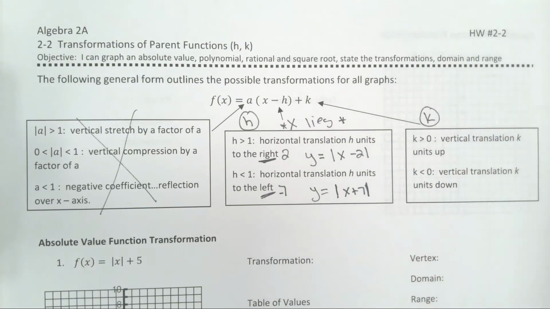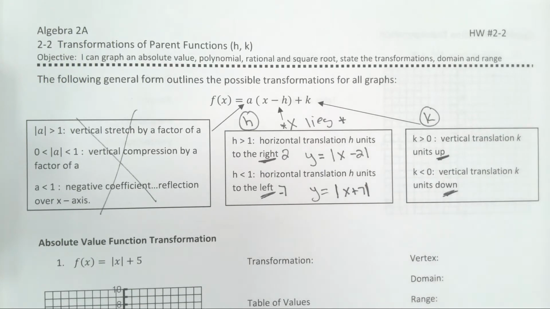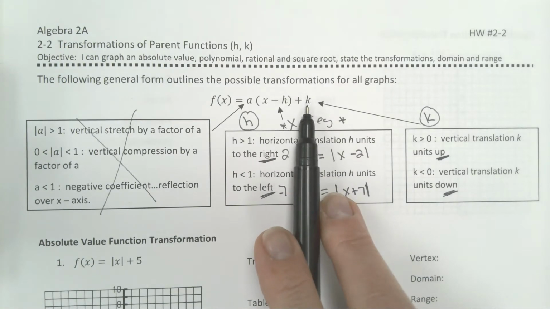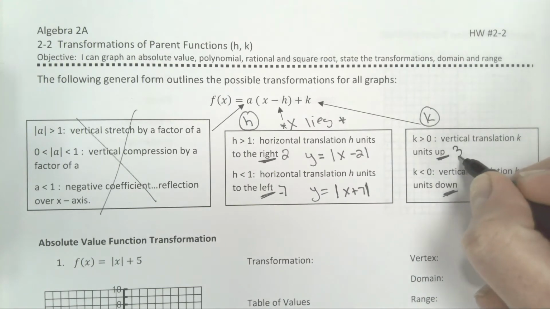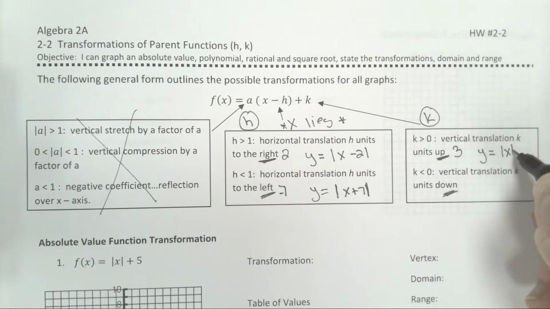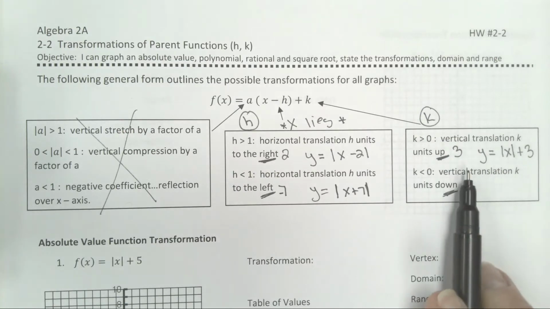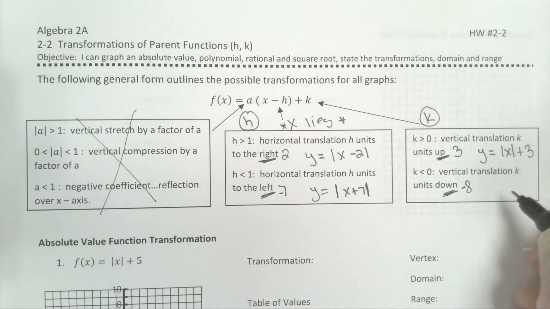K is associated with moving up or down. And it's just a plus or minus number at the end of the equation. So if we wanted to go up 3 units, it might look like this. Y equals the absolute value of x plus 3. And if we wanted to go down 8 units, that would be a negative 8 on the number line, so it would look like this. Y equals the absolute value of x minus 8.